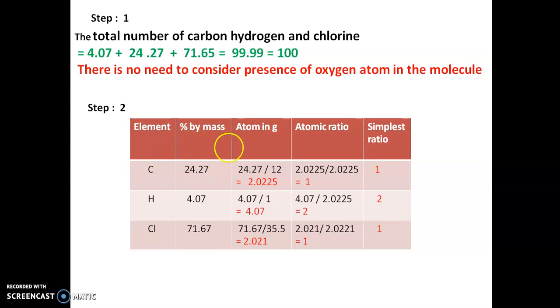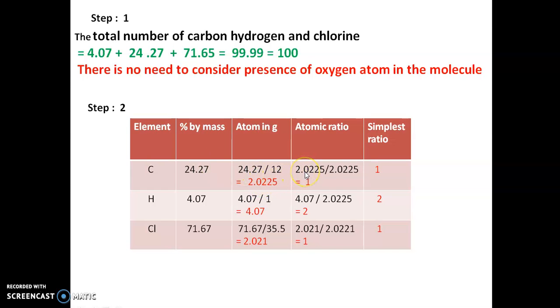Carbon has the atomic mass 12. So 24.27 upon 12 comes out to be 2.0225. For hydrogen it comes out to be 4, and for chlorine it comes out to be 2.0225. So now we take the atomic ratio. For the atomic ratio, you have to consider the smallest value in atom in gram, and then divide each atom in gram by it. In atom in gram, the smallest is 2.0225.